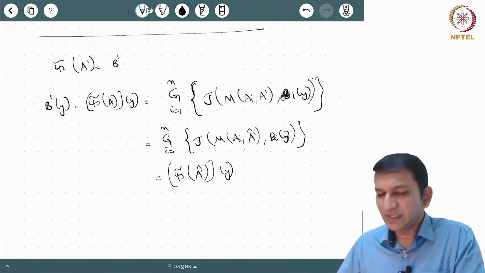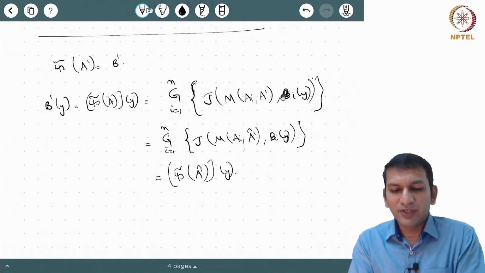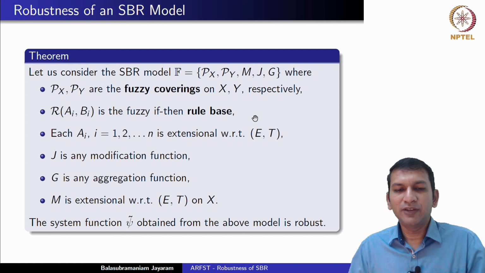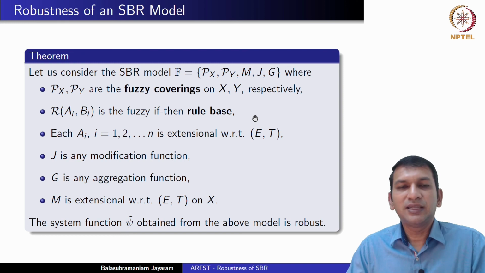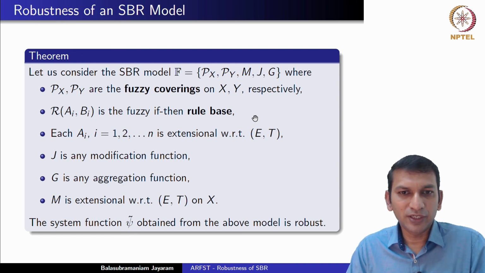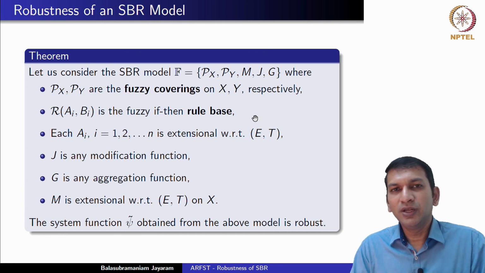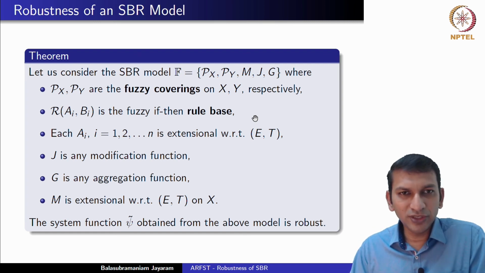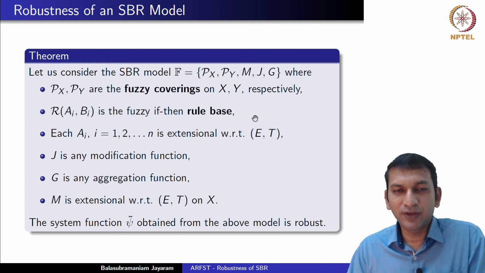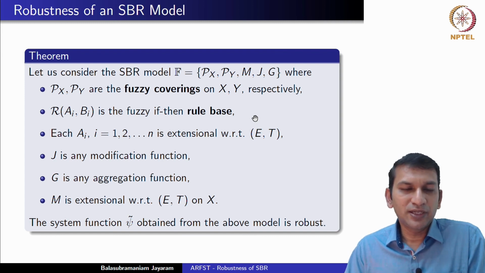So clearly it follows, since M is extensional with respect to the given T equivalence relation E, we see that the system in fact becomes robust. So for the robustness of an SBR, all we require is that the M is extensional with respect to the antecedents AI, which are themselves extensional with respect to the T equivalence relation E. So we need the antecedents to be extensional, like before in the case of FRIs, in the case of CRI and BKS, and we want the matching function also to be extensional with respect to the T equivalence relation E that we have.